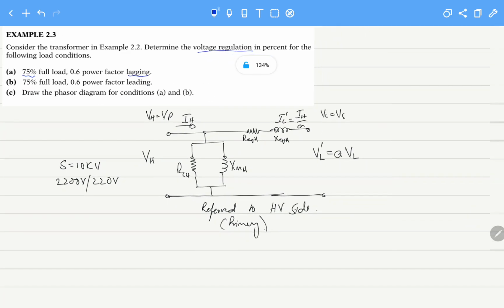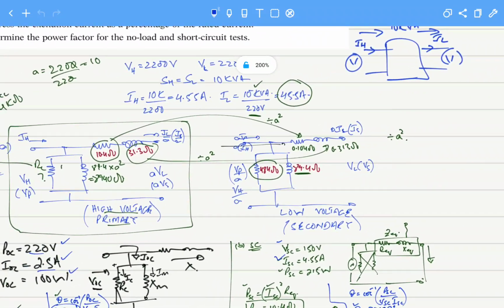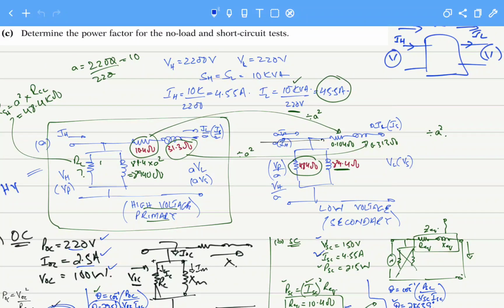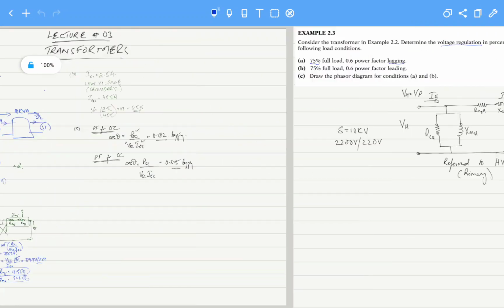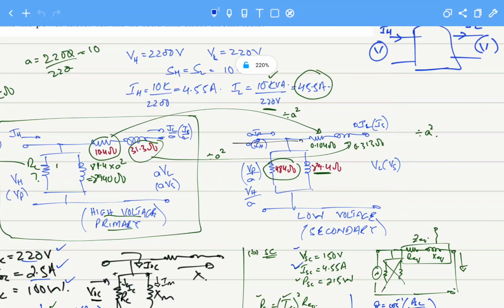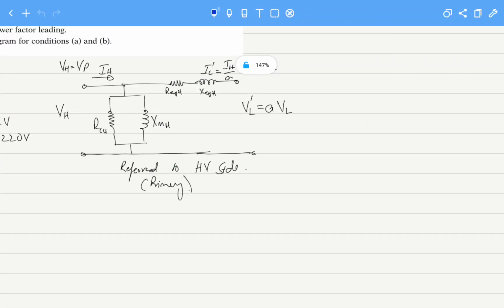Okay, in the previous example, if you can recall, we calculated these two circuits: the high voltage reflected to the primary side, where we calculated all the parameters, and the low voltage side, that was the secondary side. For this example, let's consider the circuit that is referred to the primary, that is the high voltage side. This is not a fixed rule. You can also solve and you will get similar results for the circuit referred to the secondary. But for this example, we are considering the circuit reflected to the high voltage or the primary side.